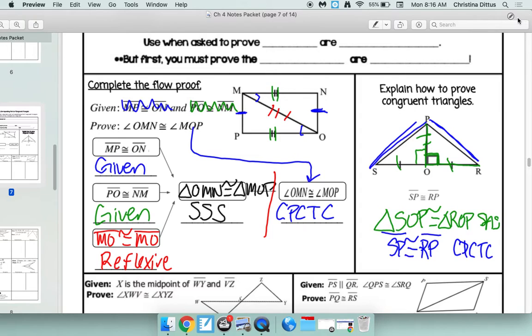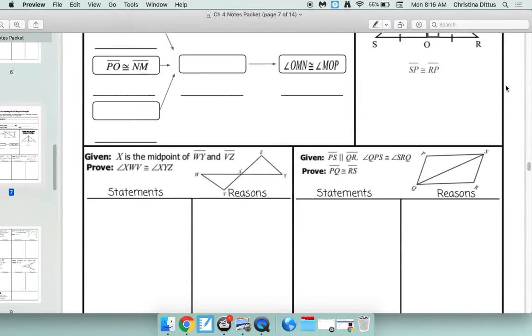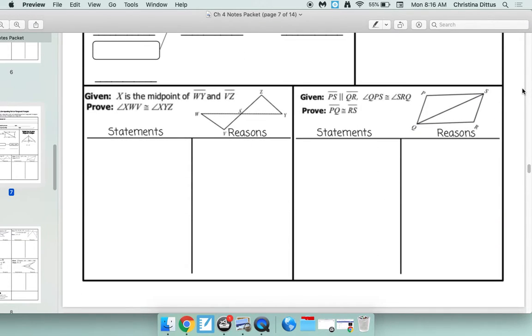All right, let's do some more formal proofs. All right, what's the first thing I write down in my statements? My given part. So X is the midpoint of WY and VZ. And what's my reason? Given.